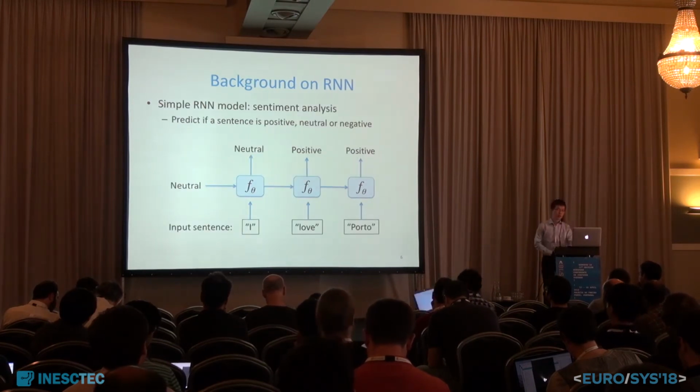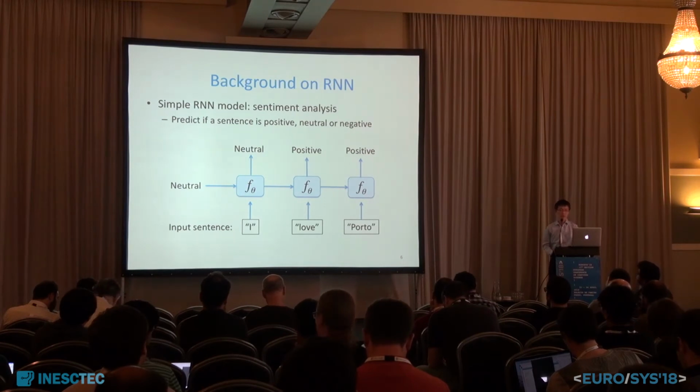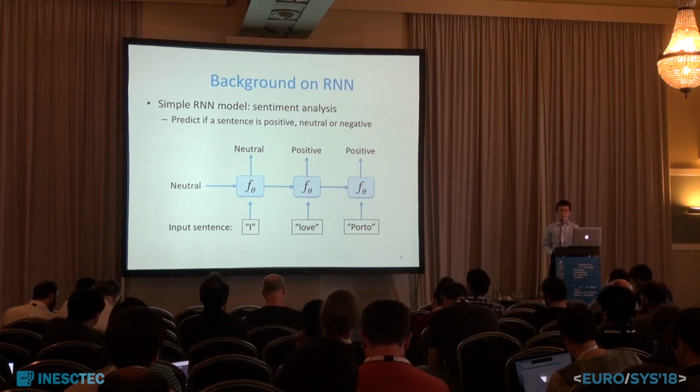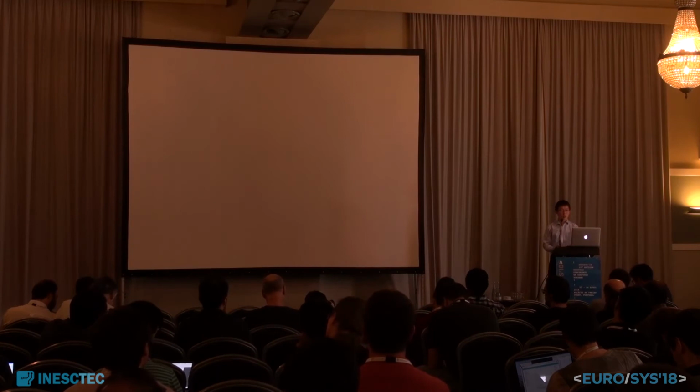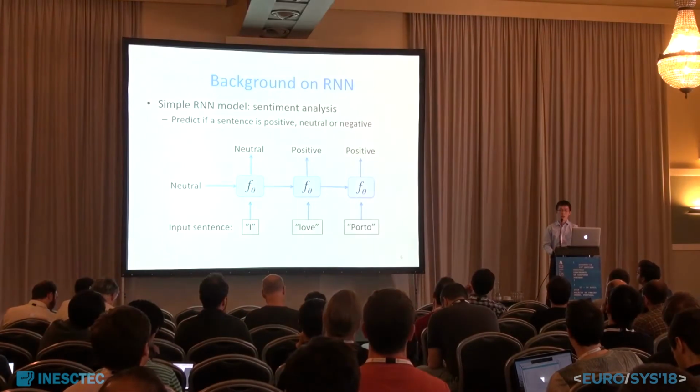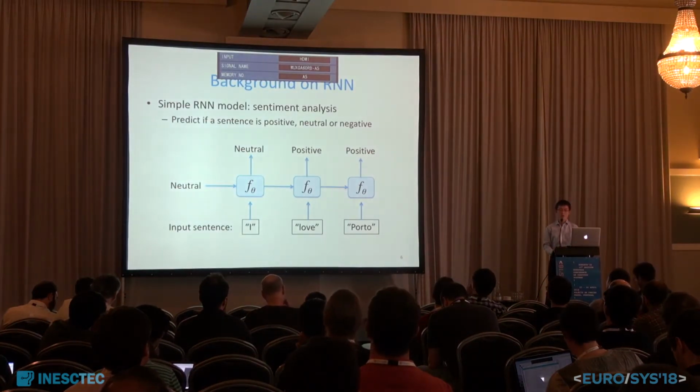Translation models are based on recurrent neural networks, but they are quite sophisticated. To simplify the explanation, we consider a simpler model used for sentiment analysis. Here, the RNN model takes in a sentence and tries to predict whether the sentiment of the sentence is positive, neutral, or negative. Now the input sentence is "I love Porto." The computation graph is unfolded in 3 steps because the input sentence has length 3.